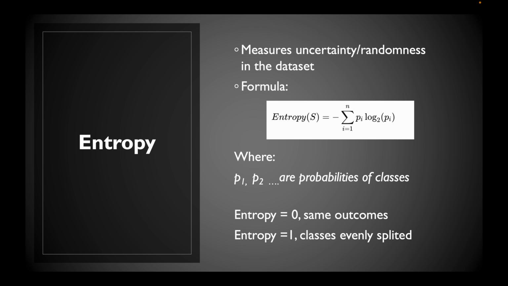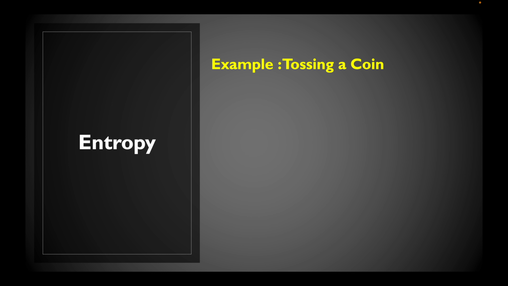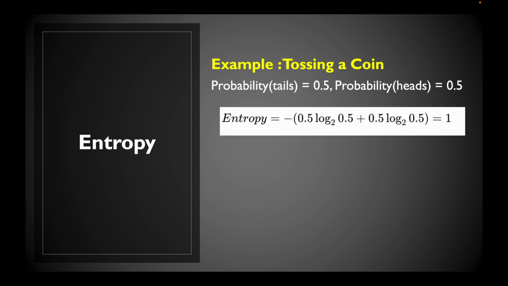Similarly, if the outcomes are evenly split or equal number of yes and no, then the entropy is 1 or high, because we don't know which outcome to predict as it is uncertain. The example is like tossing a coin. We can get probability of tails like 0.5 and the probability of heads 0.5, and if we calculate entropy in this case, it is equal to 1. Hence, there is a maximum uncertainty as we cannot predict when it is head or tail.